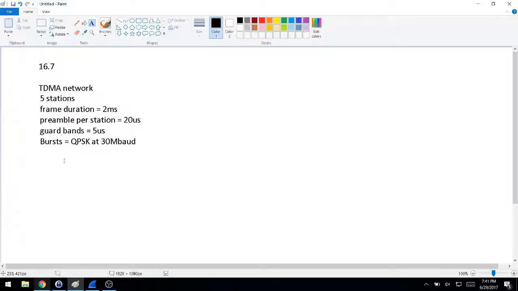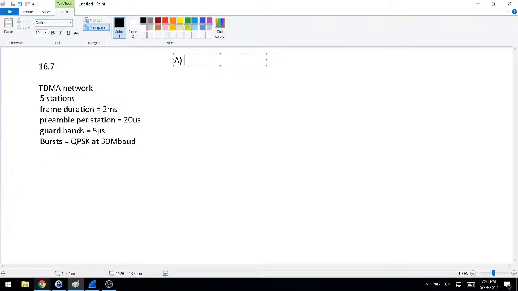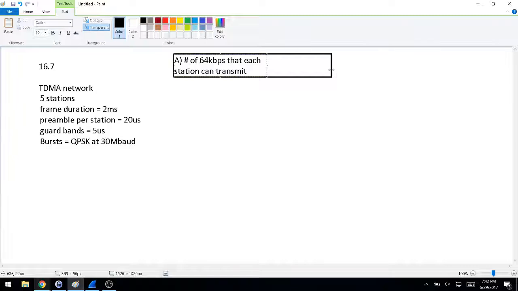So part A is asking us to calculate the number of 64 kilobits per second voice channels that each TDMA earth station can transmit. And again, now we're down to bits per second, not baud, that each station can support or transmit. And so we kind of have to approach this in a bit of a roundabout way. The first thing we need to do is figure out the amount of time, because this whole chapter 16 is talking about satellite and long-range communications. And so that means when we have these ground stations, we can't all be broadcasting at the exact same time to the satellite. We need to take turns.